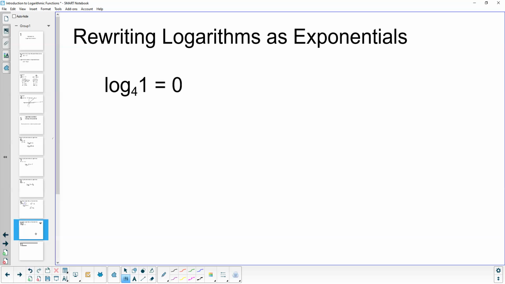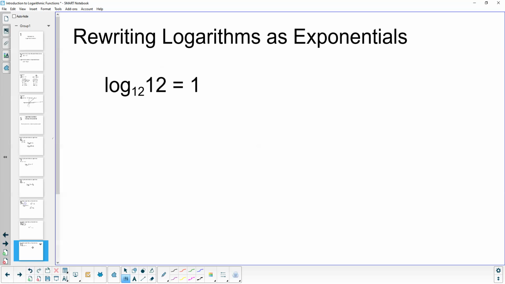So how else can we say this? How many times do I need to multiply 4 times itself to be equal to 1? Well, the answer is 0. So how many times does 4 need to be multiplied by itself to get 1? Well, that's 0, or we can do that cinnamon roll swirl trick, and we can say 4 to the power of 0 is 1.